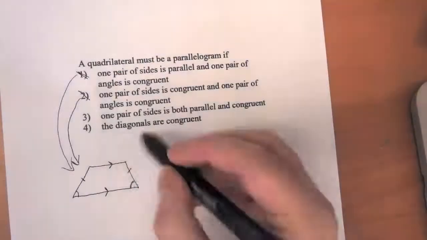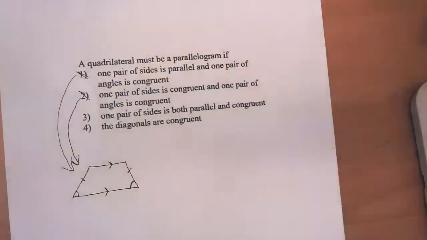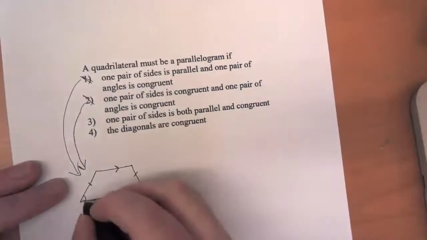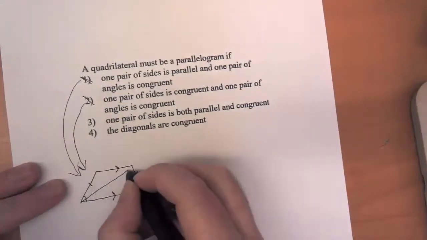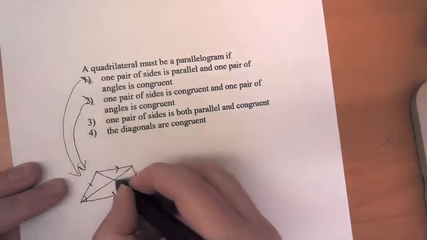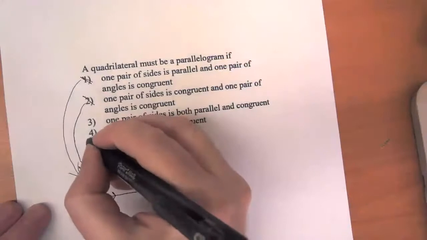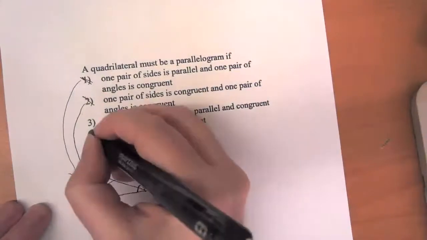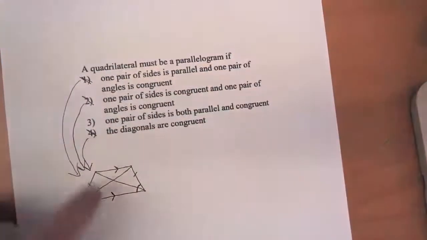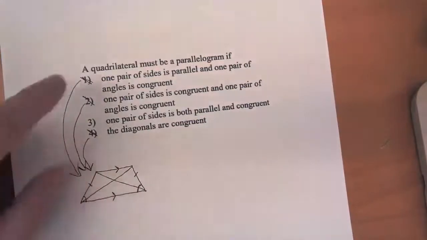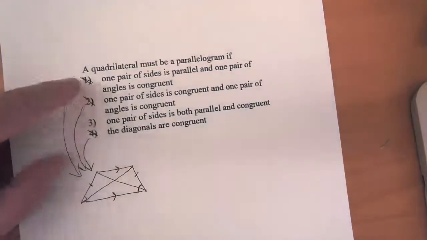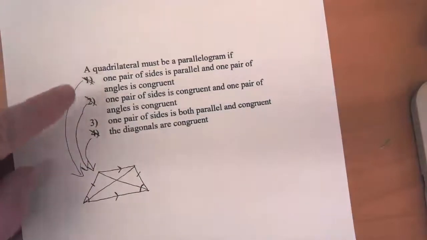And let's take a look at choice 4. Choice 4 says the diagonals are congruent. So let's think about the diagonals of this trapezoid. Are those diagonals also congruent? Yeah, they are. So once again, this figure is actually pulling triple duty. This isosceles trapezoid is not a parallelogram, but it matches the conditions of choice 1, choice 2, and choice 4.